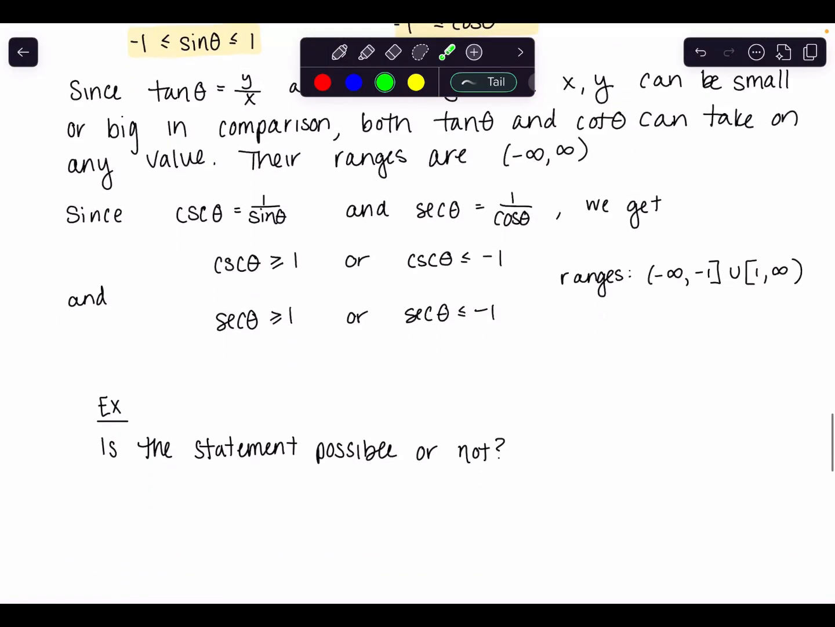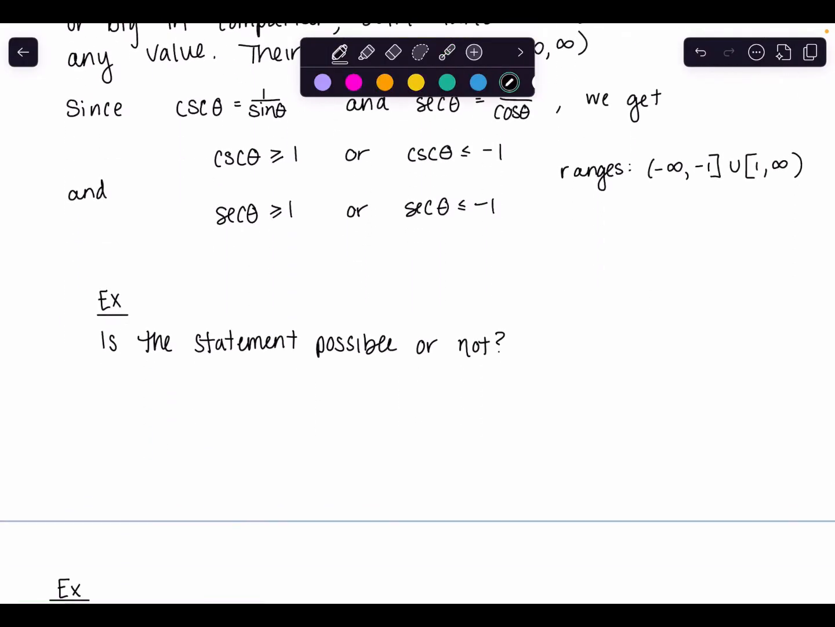So we'll try an example. We're gonna see, is the statement possible or not? And we're gonna start with secant of theta equaling √3/2. So if you plug that into your calculator, √3/2, you should see is 0.866 roughly. And that does not fall inside this interval. So this is not in negative infinity to -1 or 1 to infinity. So this is not possible.